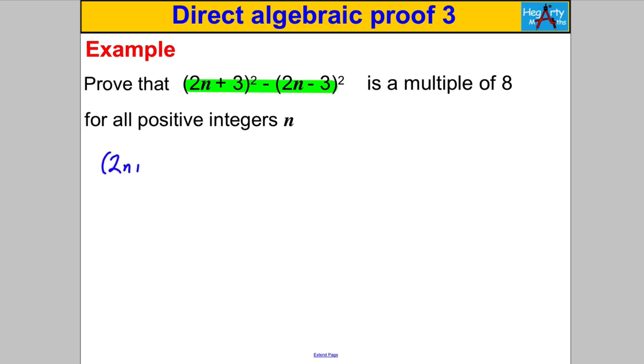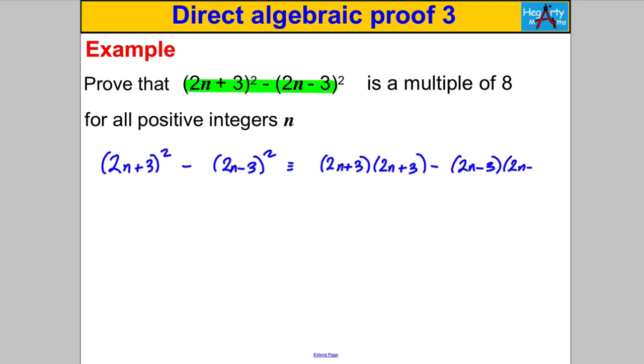Let's write (2n + 3) all squared, subtract (2n - 3) all squared. Now what does that mean again? That means (2n + 3) multiplied by (2n + 3), take away (2n - 3) multiplied by (2n - 3). Now remember, this subtract is subtracting the whole answer here. So let me put a big square bracket around that to protect it and tell us that it's everything in this first bracket. I'm going to put a bracket around that as well. So let's multiply this out and see what we get.